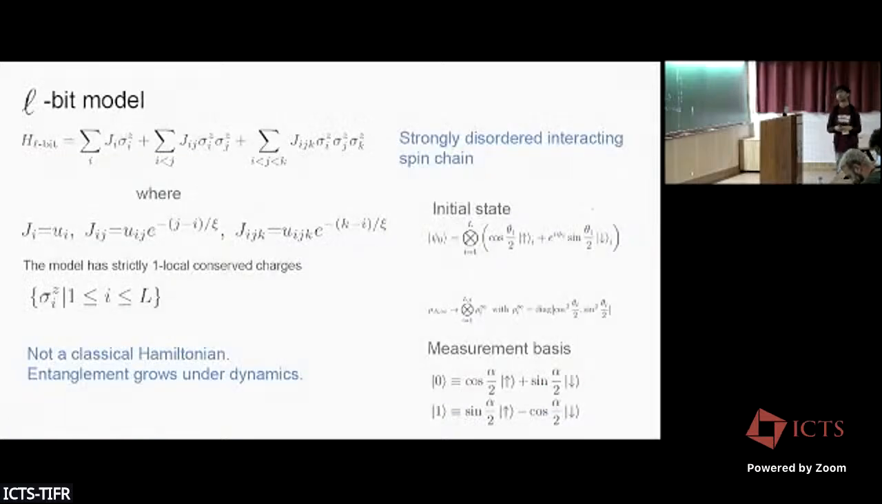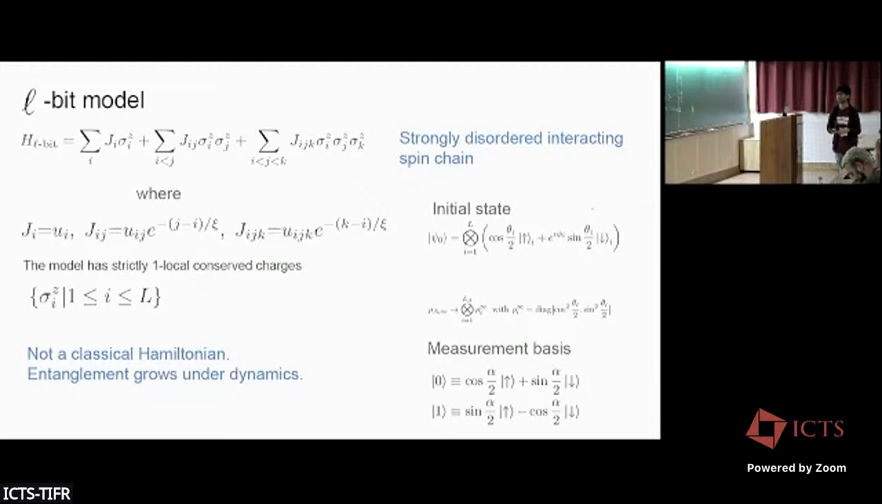Okay, so we are studying an L-bit model. It is given by this. It is a long-range interacting model where the interaction strength decays exponentially with the distance. This is some sort of length scale that you can use to moderate your interaction length. These are random numbers, U_ij, sampled from a random distribution. And this particular model may look like a classical model, but it is not. Entanglement grows under this particular dynamics. These are quantum operators, and your state is not a classical state, it's a quantum state.